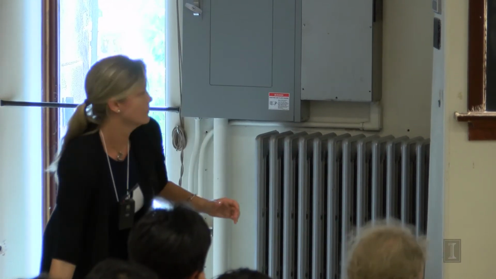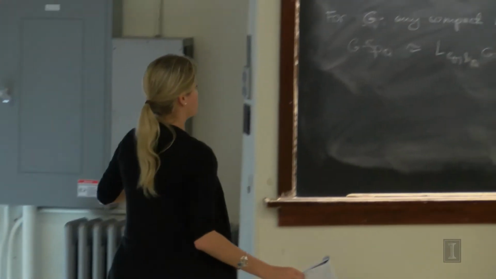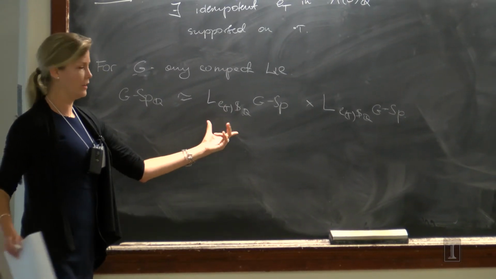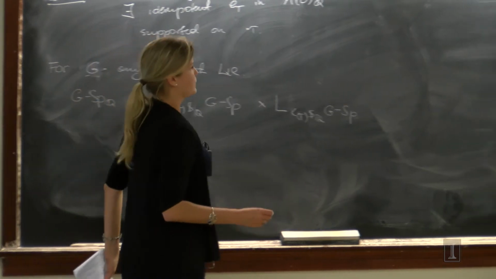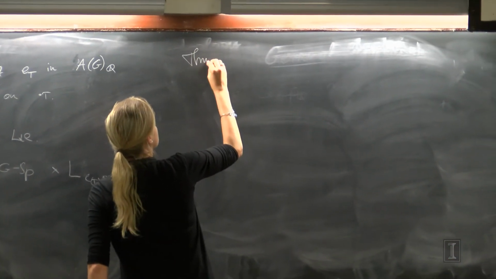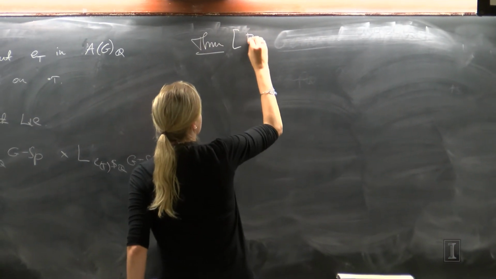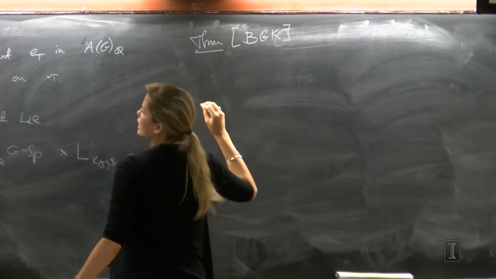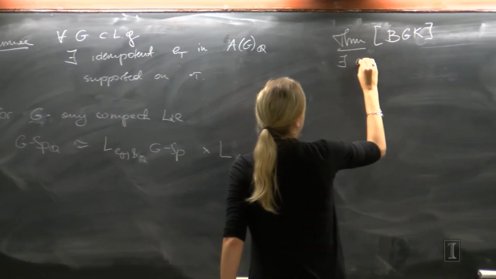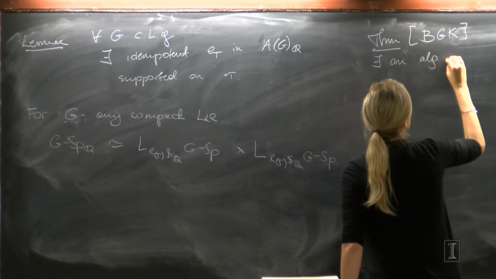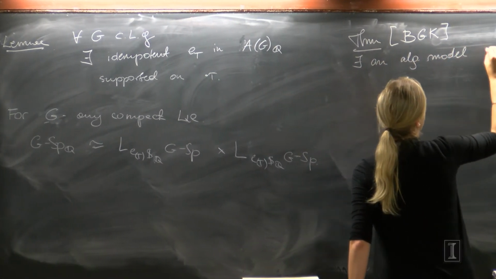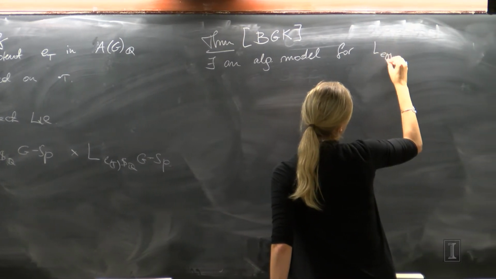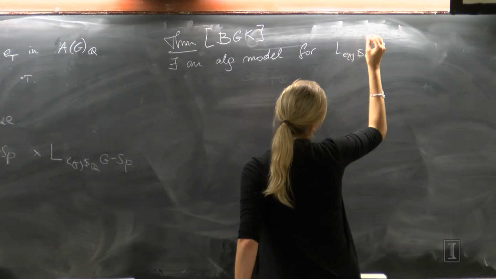What I'm about to tell you is that we can actually model this whole big chunk for any compact Lie group G. So we do it in 2 steps. This is Barnes, Greenleaf, and me. So there exists an algebraic model for this chunk corresponding to the maximal torus.